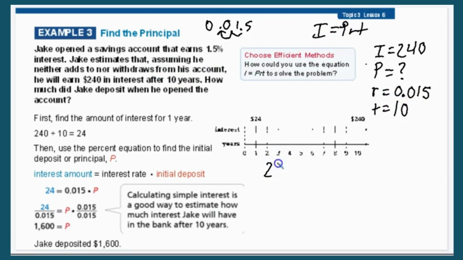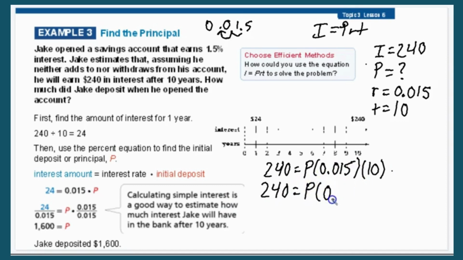So we have 240 for I equals P, parentheses, 0.015 for the R, and then 10 for the T. What I can do here is multiply the 0.015 times the 10. So we rewrite everything else, equals P. And then when we multiply these, we get 0.15.